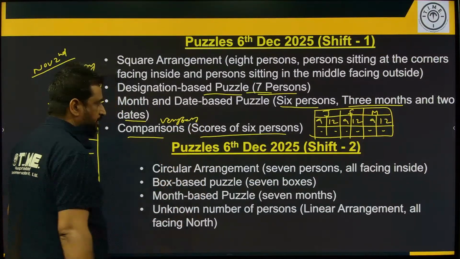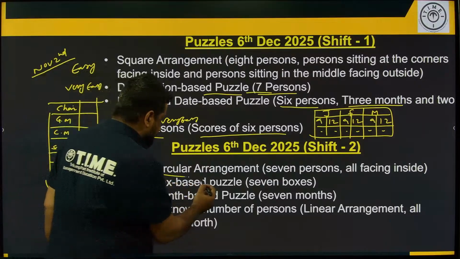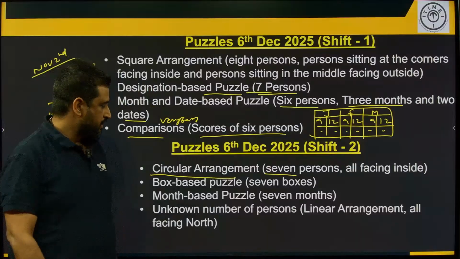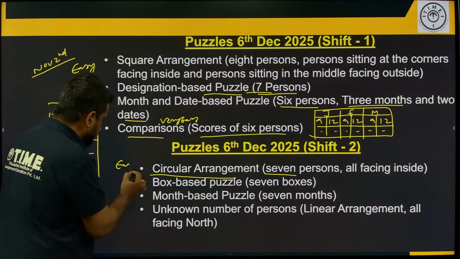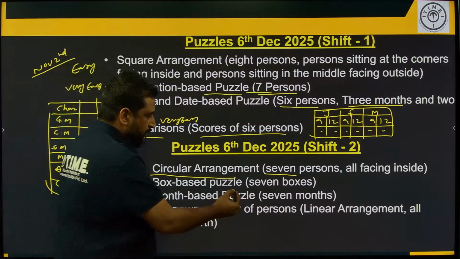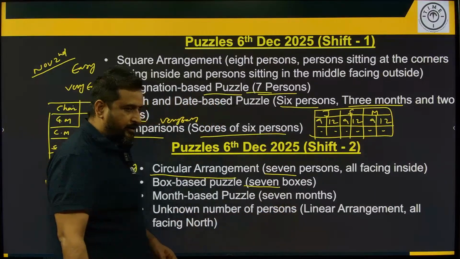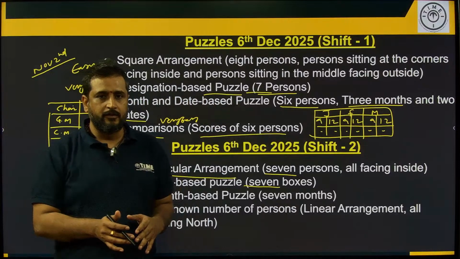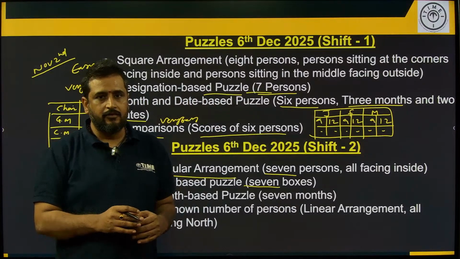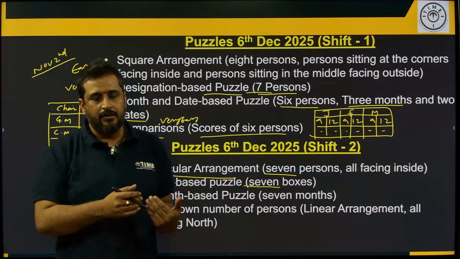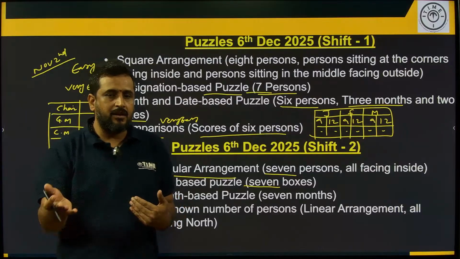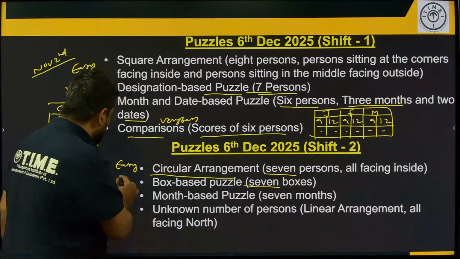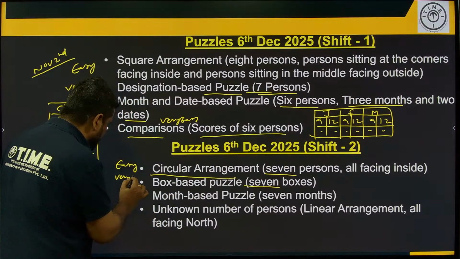Okay, and even in the second shift, a circular arrangement is given. A simple 7 people arrangement. All are facing inside. No surprises. And the level of difficulty of the question is rated easy. A box based arrangement, 7 boxes. And what students told us is, every puzzle initially leads to 2 possibilities, and after adding a couple of clues they are able to eliminate one arrangement, and continuing with the remaining arrangement, when they reach the last clue they got the final arrangement without any surprises. Okay, and the box based puzzle is also rated as very easy.